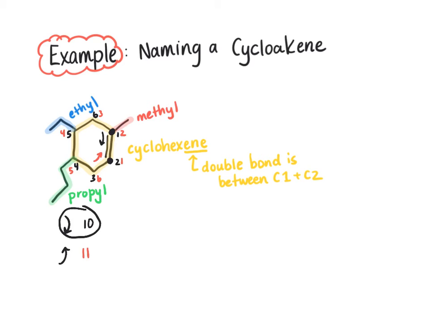So my name is going to be 5-ethyl, so in alphabetical order, 1-methyl, 4-propyl, oops, dash 4-propyl cyclohexene.